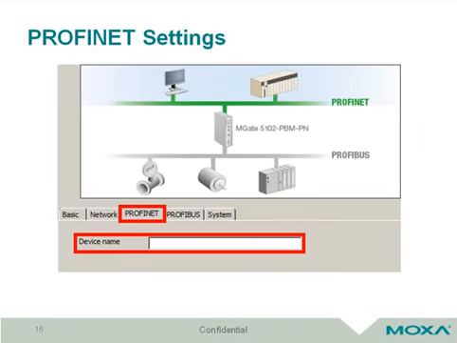You can set Ethernet parameters such as IP address, netmask, and gateway under network. The next part is PROFINET settings. We only need to fill in the device name of the remote I/O controller. The reason is that a PROFINET device does data exchange only by using the device name.